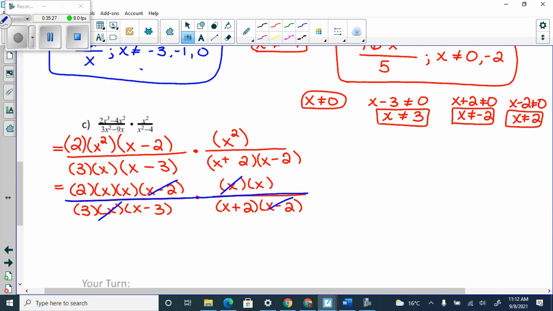So now I can just put them together. On the top, I'm going to get 2. And then an x times an x times a 1 times a 1 times an x is x cubed, because there's 3 x's. On the bottom, I have a 3, x minus 3, x plus 2. And then I state my non-permissible values. X cannot equal 0, 3, plus or minus 2.